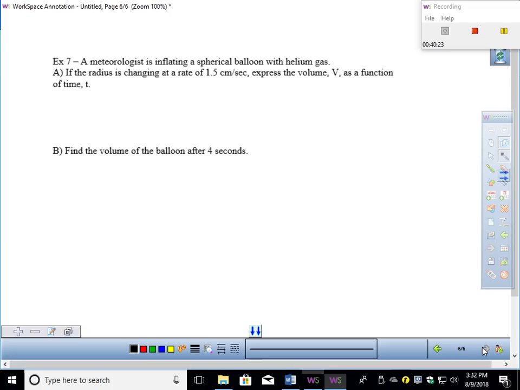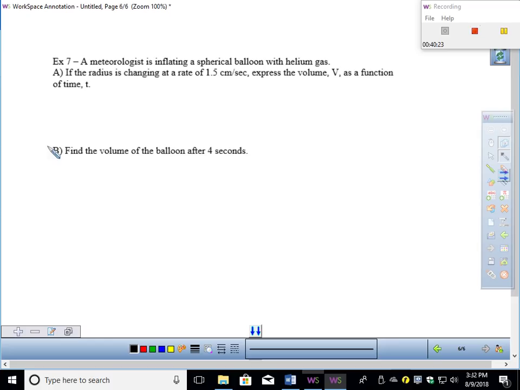A meteorologist is inflating a spherical balloon with helium gas. If the radius is changing at a rate of 1.5 centimeters per second, express the volume as a function of time. All right, I like this. So I'll show you a couple different ways, and then quite frankly, part B, I'm just going to give you the answer as time is of the essence at this stage.